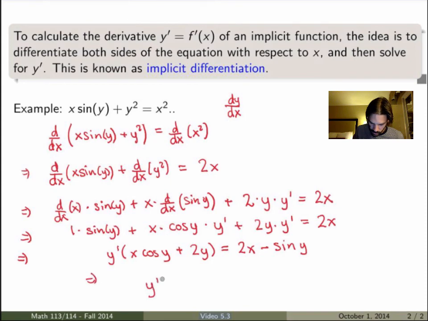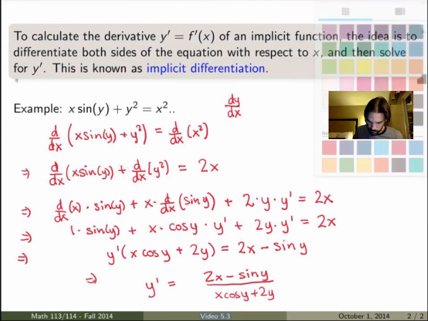What do I get? I get y prime is equal to (2x minus sine of y) divided by (x cosine of y plus 2y). And that would be my final answer for the derivative y prime.